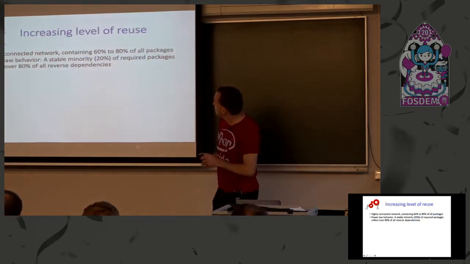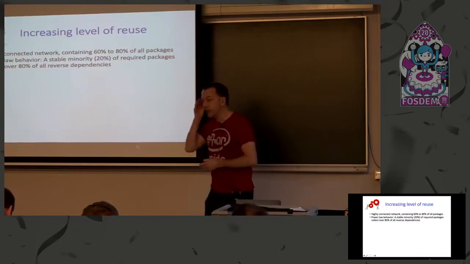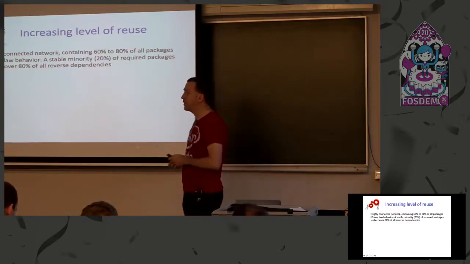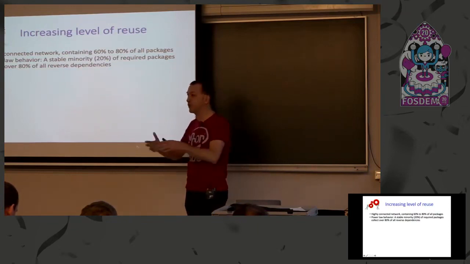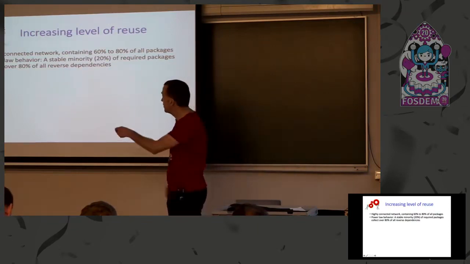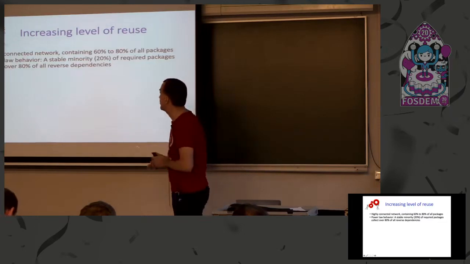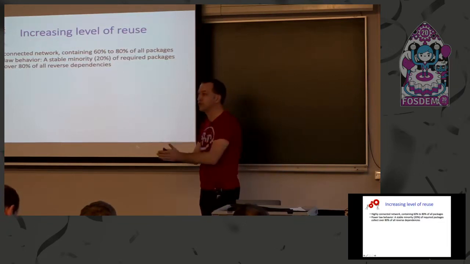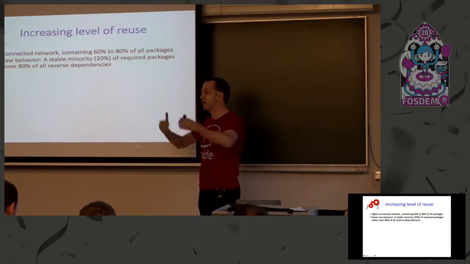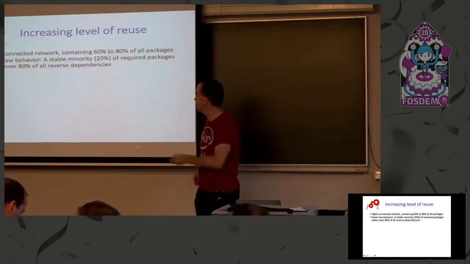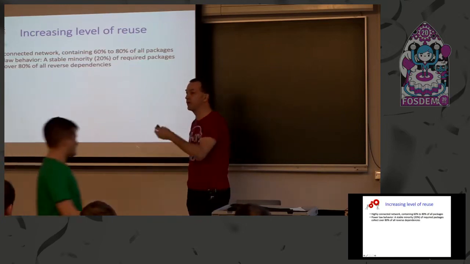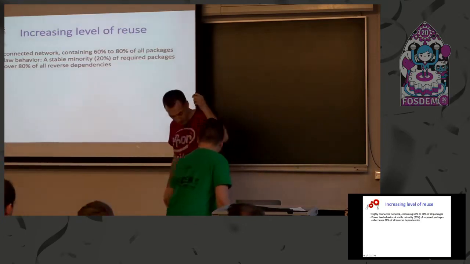Then another thing we tried to analyze is the type of network that is being formed. Basically, these dependency networks form a kind of complex network, and we find evidence of this overall behavior everywhere. For example, there is a small set of packages that receive all the incoming dependencies. Like 20% of all required packages cover 80% of all the incoming dependencies.